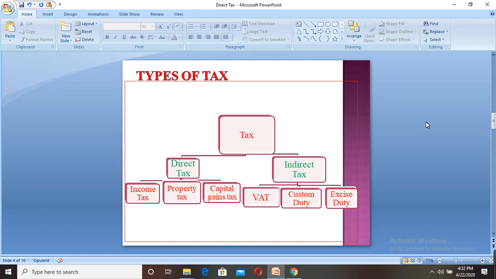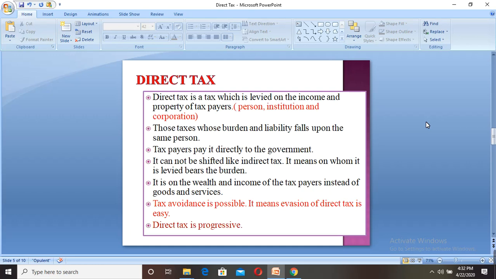So this is about the types of tax, and let me explain what is direct tax. Direct tax is a tax which is levied. Levied means imposed on the income and property of taxpayers. Taxpayers may be persons, institutions, corporations. Anyone can become a taxpayer. And direct tax is always imposed on the income of the taxpayers.